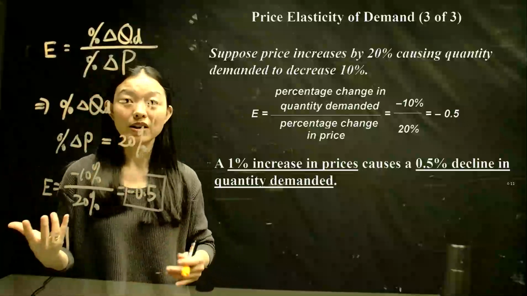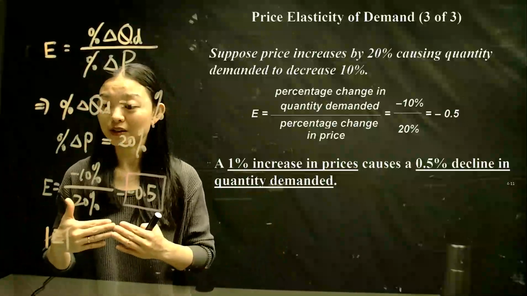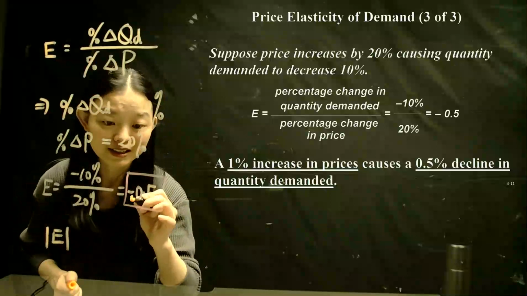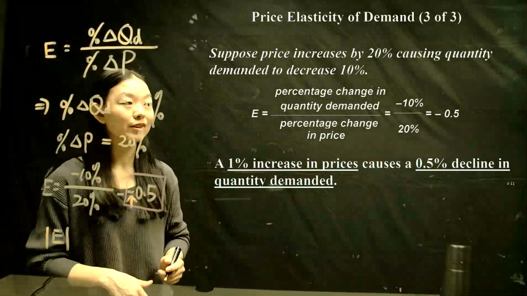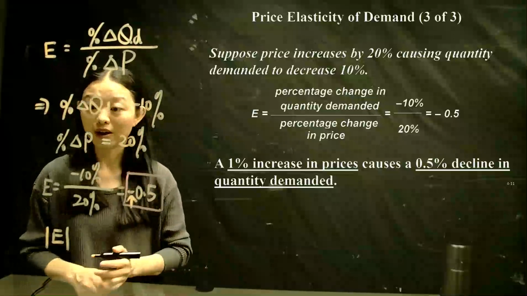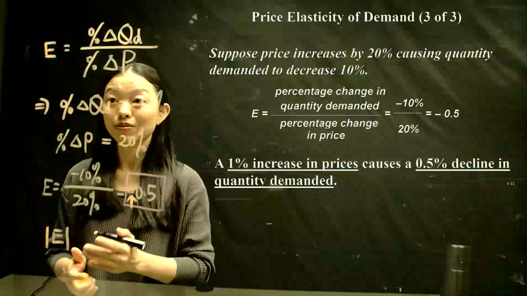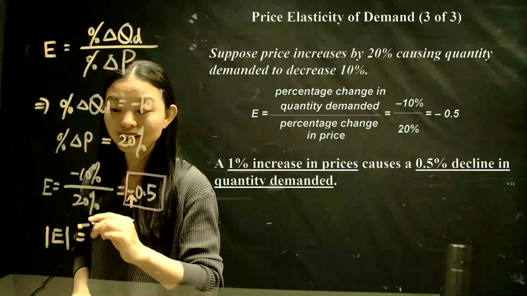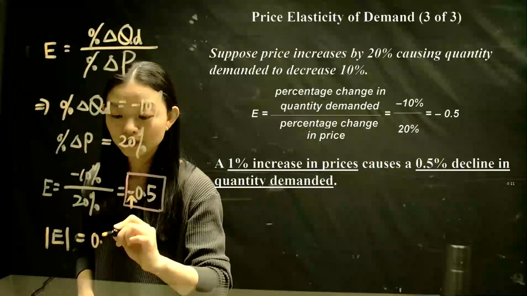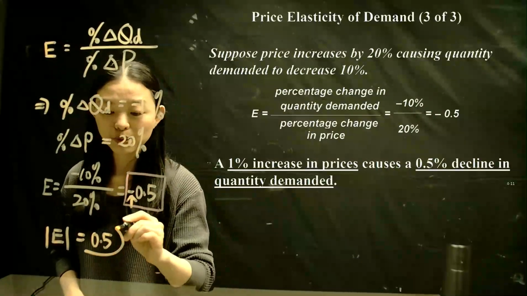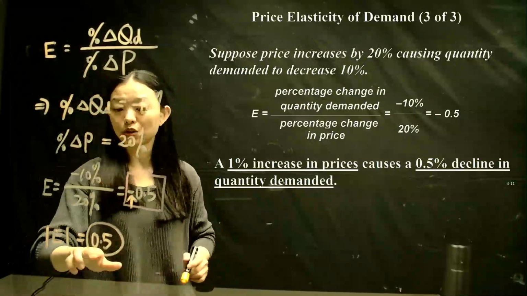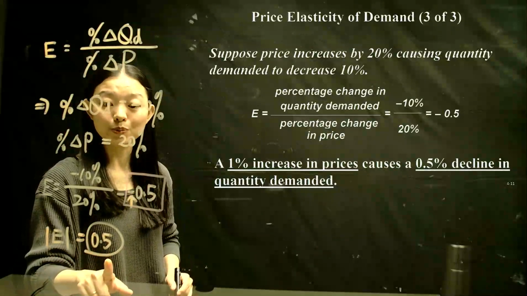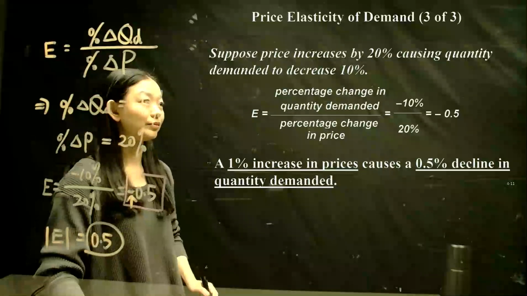We know that price and quantity demanded are negatively related, right? So this price elasticity should be negative. However, in order to compare more easily, most of the time when we talk about price elasticity of demand, we just use the absolute value. So what I just said, now the price elasticity equals 0.5. This 0.5 means a 1% increase in price would make the quantity demanded decrease by 0.5%.